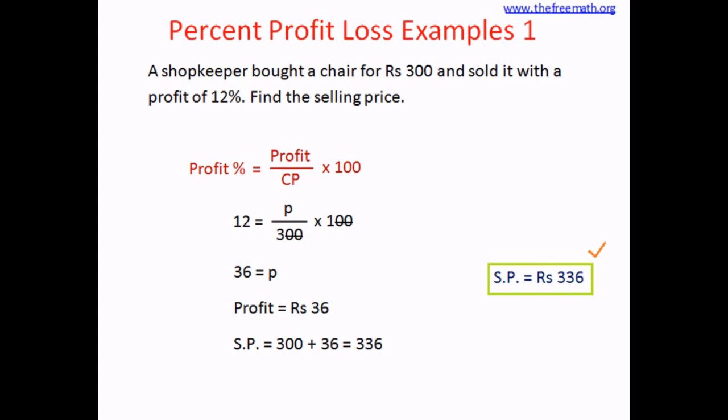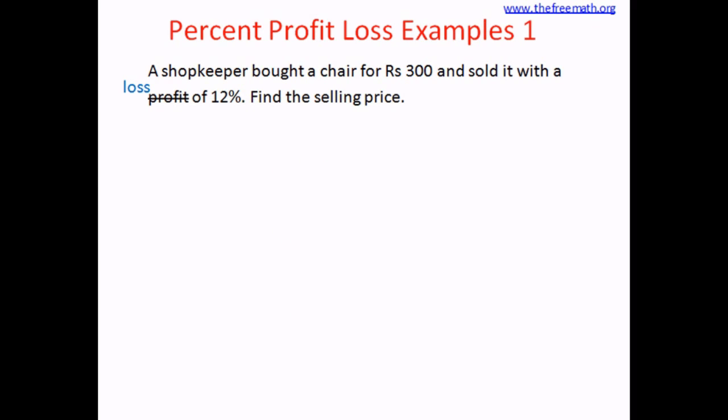Now what I'm going to do here is I'm going to change this problem a little bit. This was a profit problem. So instead of profit, I'm going to make it loss. So everything else in the problem is the same as before. But what I have changed here is that I have said sold it with a loss of 12%. So now we have 12% of loss. So 12% of loss means for every 100 rupees of cost price, there was a loss of 12 rupees.